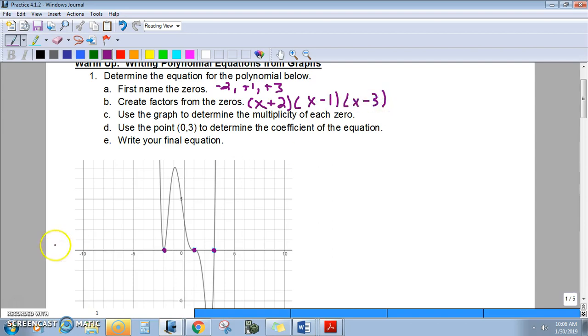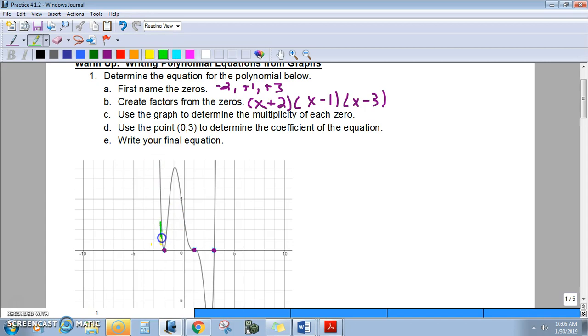Use the graph to determine the multiplicity. So that's a little bit trickier. The multiplicity is what is going to be the degree of the graph. So let's take a look at this first one. I'm going to have to do something different than yellow because I can't see. There, green, I can see.